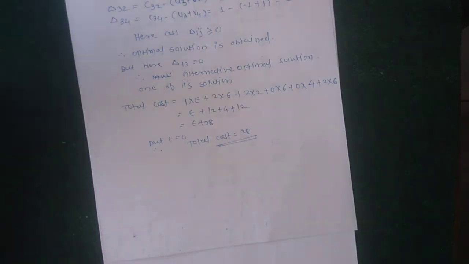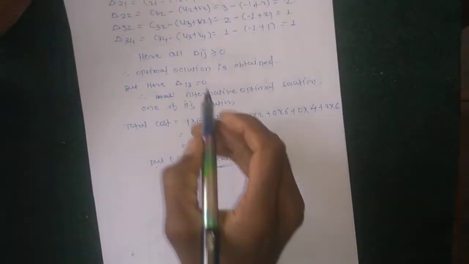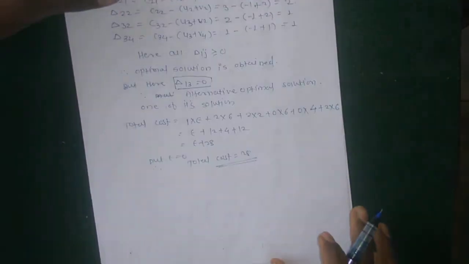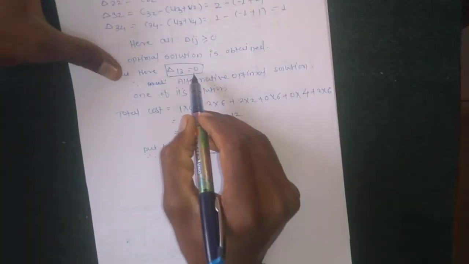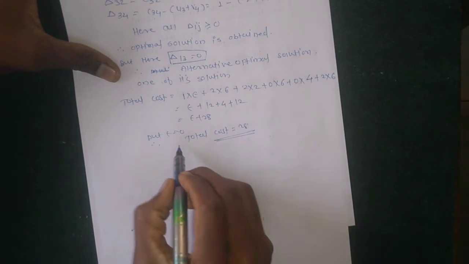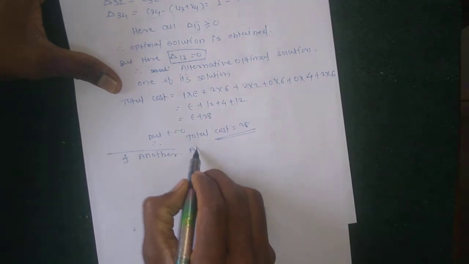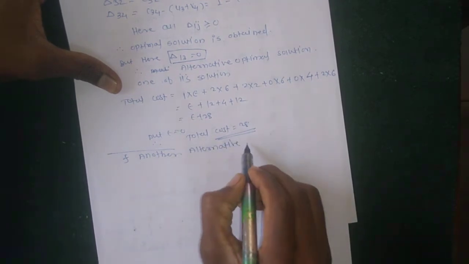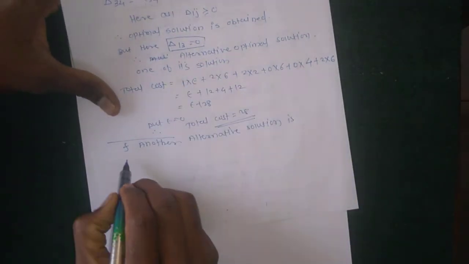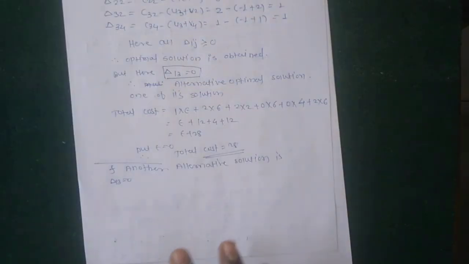And if we find another solution, an alternative solution, then we have to start the loop at cell 1 3. Take a loop at cell 1 3 and then find the next allocation. Here, adding another point, another alternative solution: delta 1 3 is equal to 0, then take a loop.